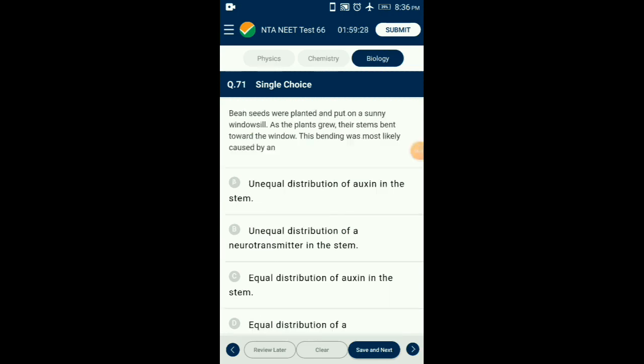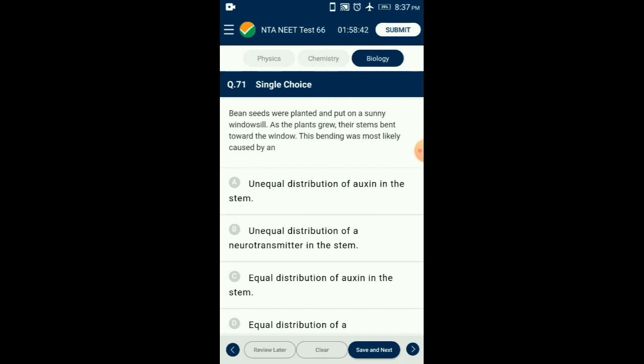Question number 71. Bean seeds were planted and put on a sunny windowsill. As the plants grew, their stems bent towards the window. This bending was most likely caused by an. The plant hormone auxin is more distributed on the side away from the unilateral illumination, causing cells to grow faster in the darker side, which in turn causes the plant to bend toward the light. If the distribution were equal, the plant would grow just upwards.